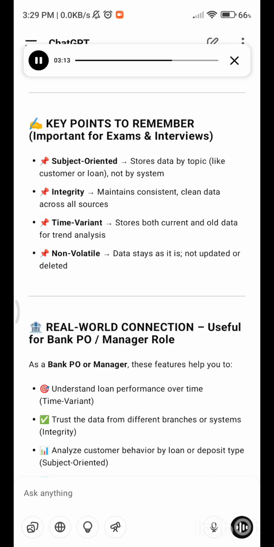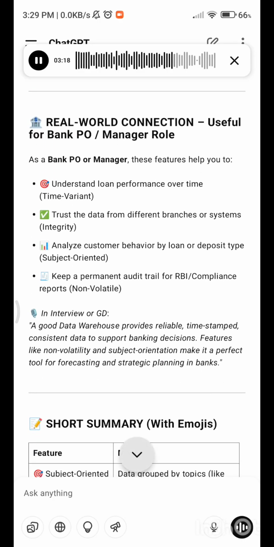Non-volatile, data stays as it is, not updated or deleted. Real-world connection, useful for bank PO, manager role. As a bank PO or manager, these features help you to understand loan performance over time. Time variant, trust the data from different branches or systems.